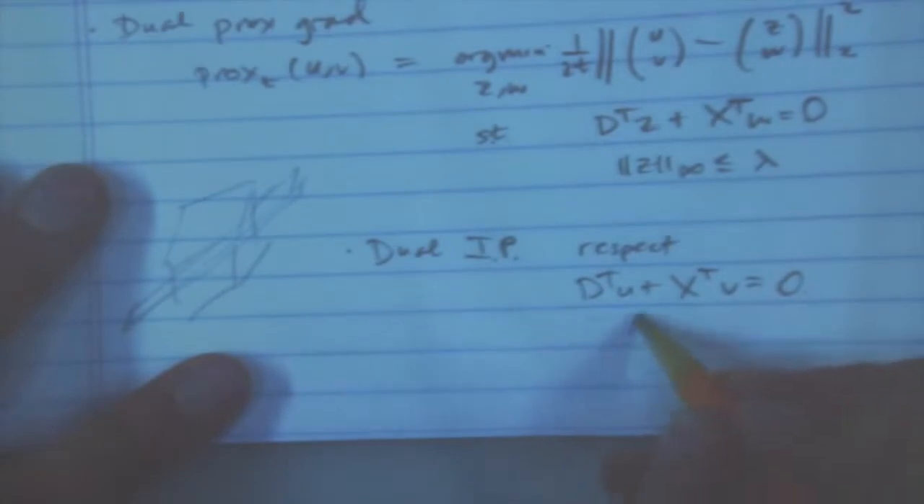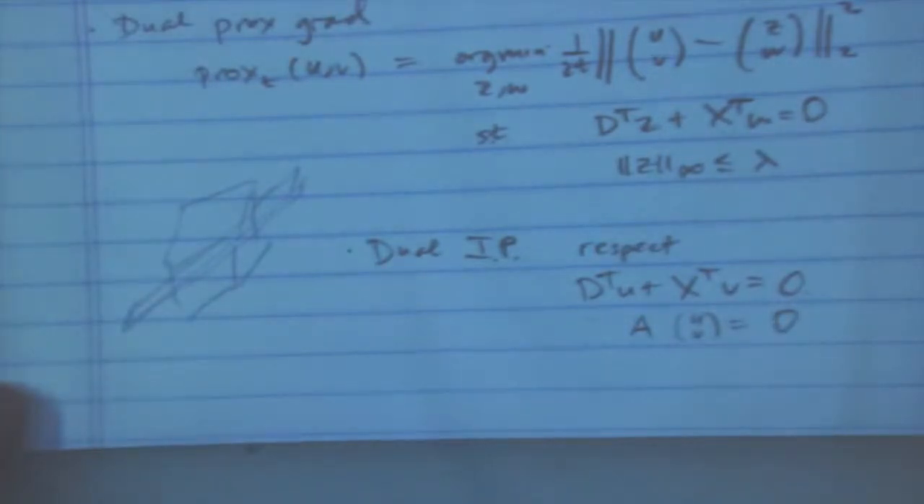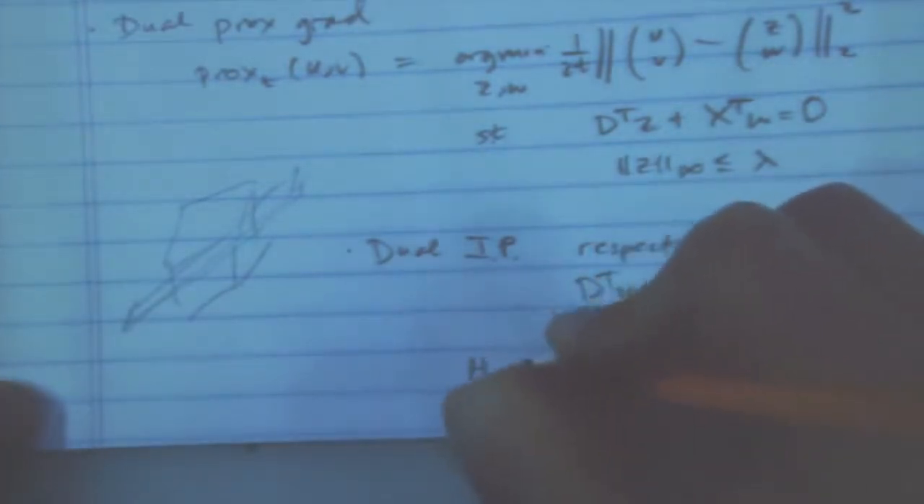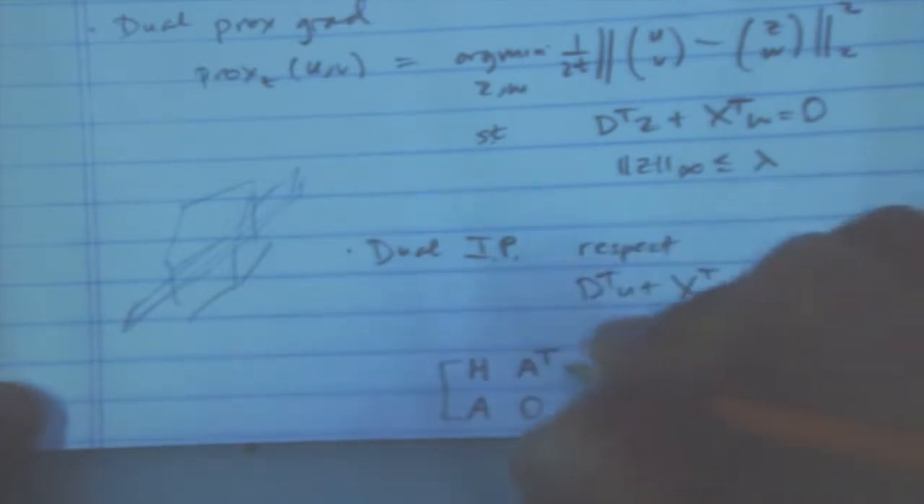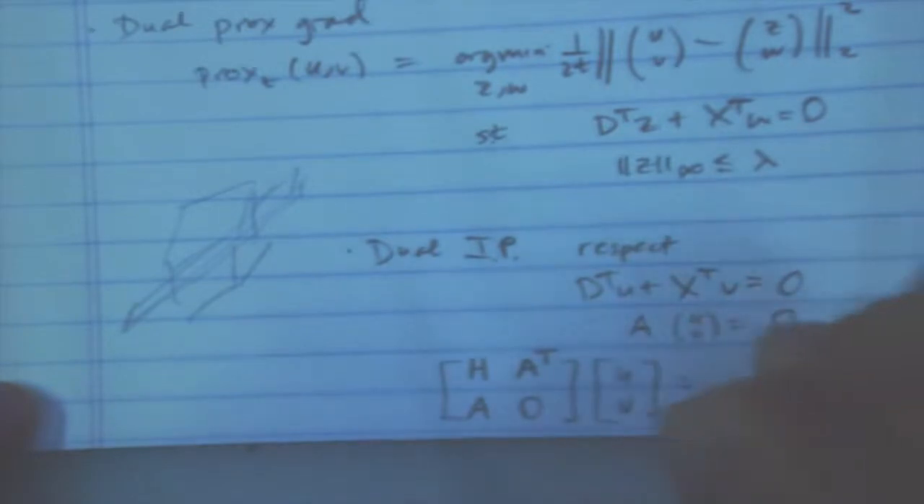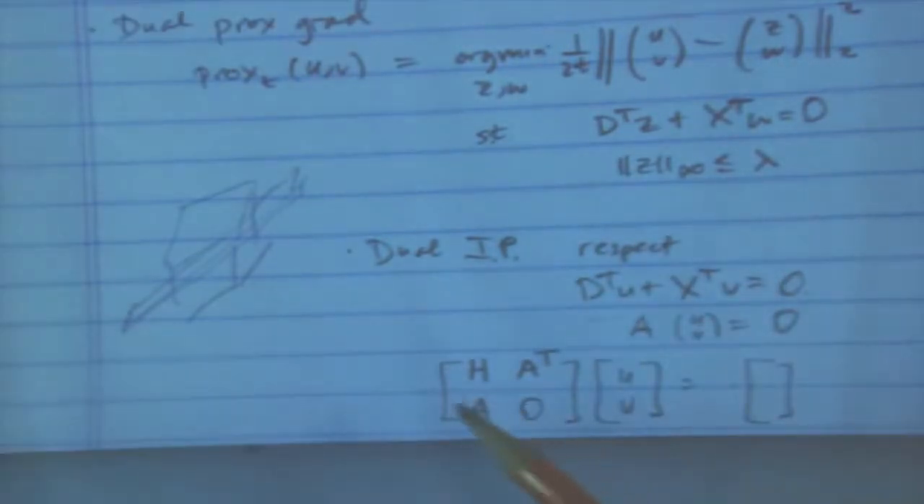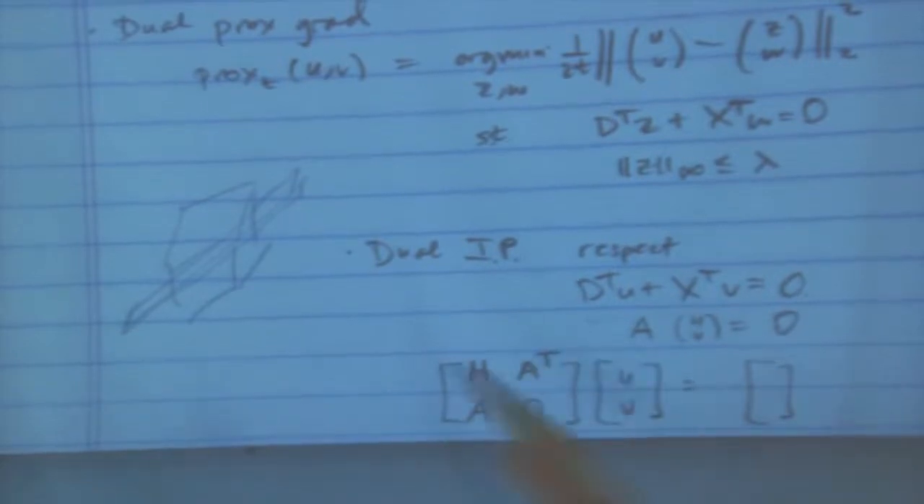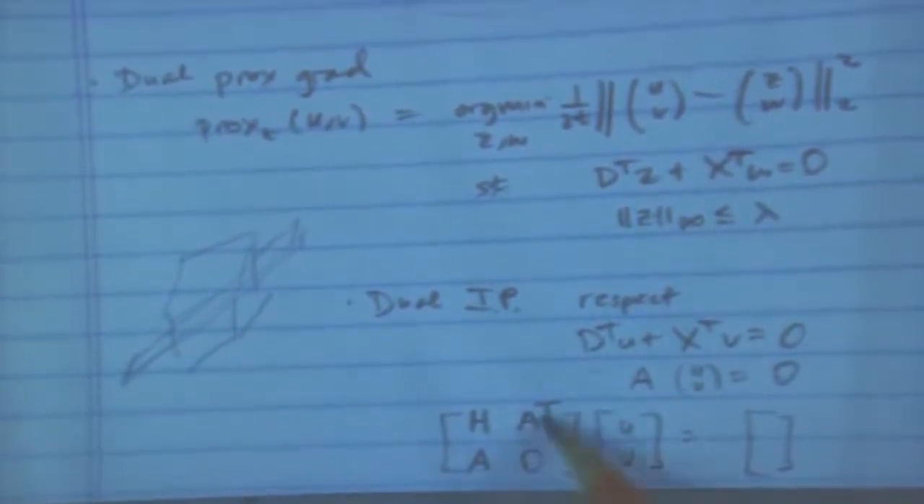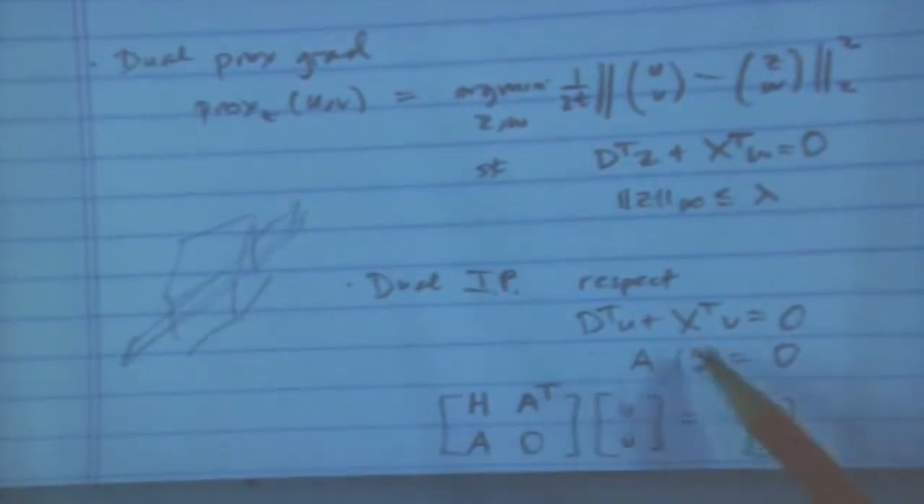Okay, so let's just call this matrix A. So this looks like A times (u, v) equals 0. The linear systems we need to solve now look something like this: the Hessian, A transpose, A, 0, times (u, v) equals something. And so instead of just solving a linear system in the Hessian, we have to solve a much bigger linear system. Although this may still have structure, these two parts don't. This A involves X, which is just some big dense matrix. So we're solving both a bigger linear system, and the structure has been killed. And so the Newton steps that underlie the interior point method are going to be much slower.